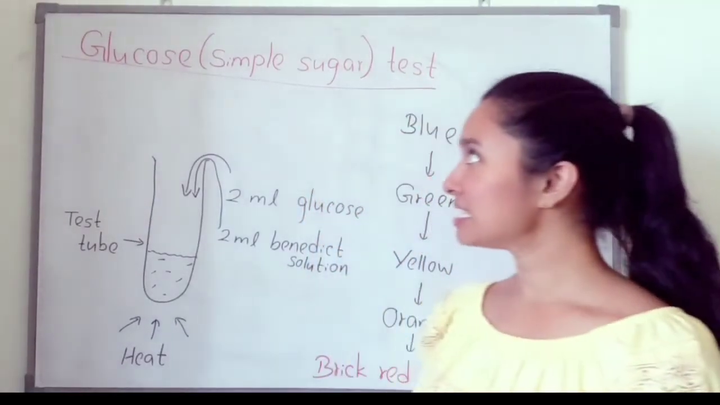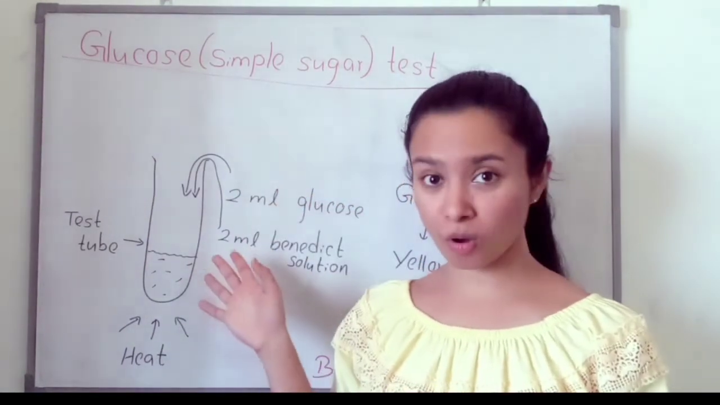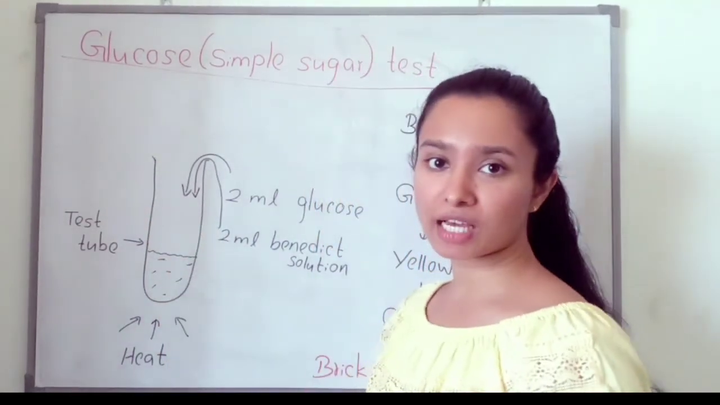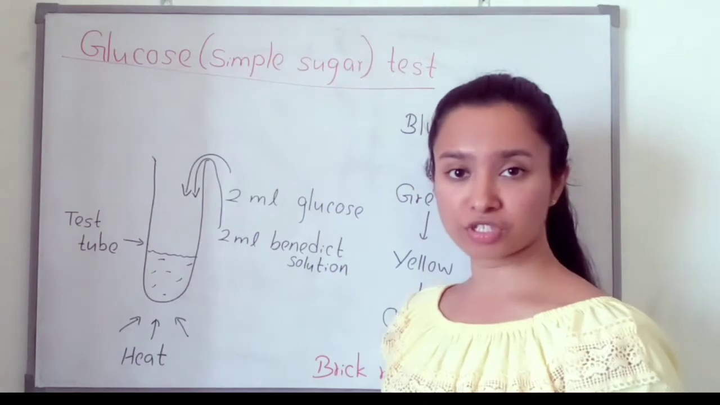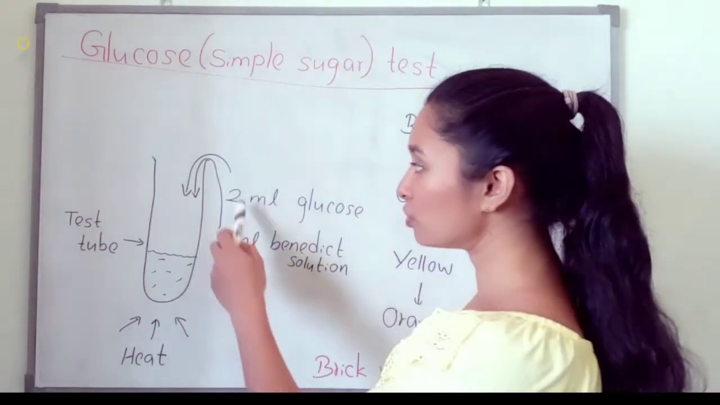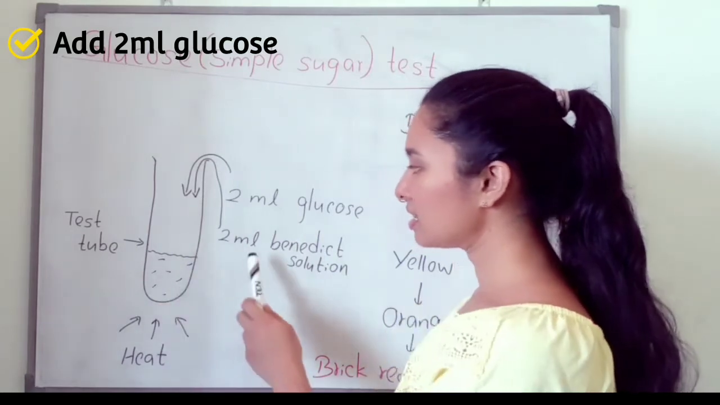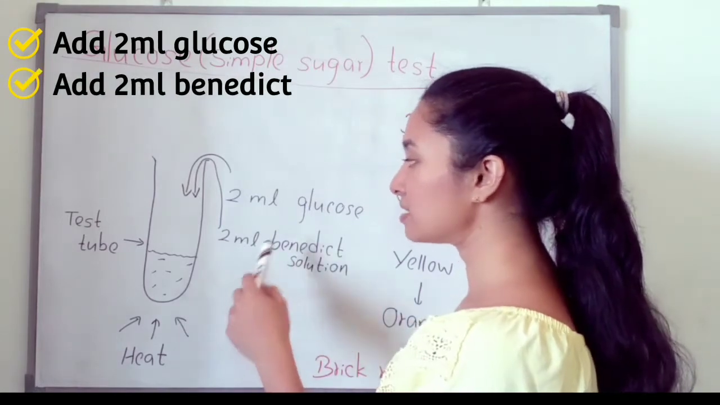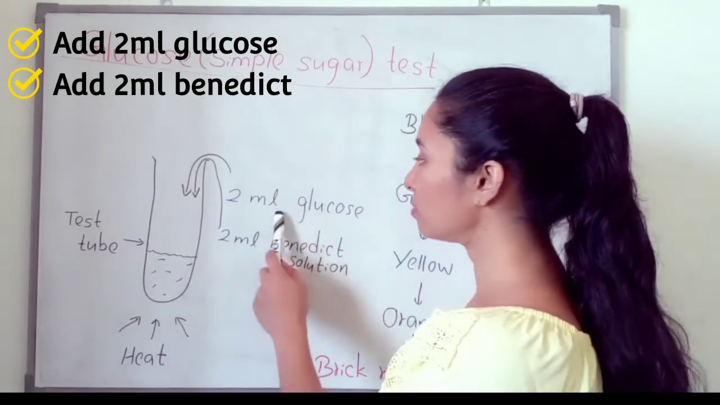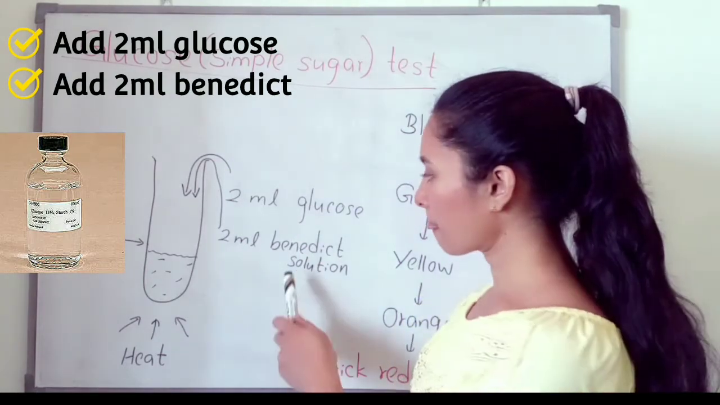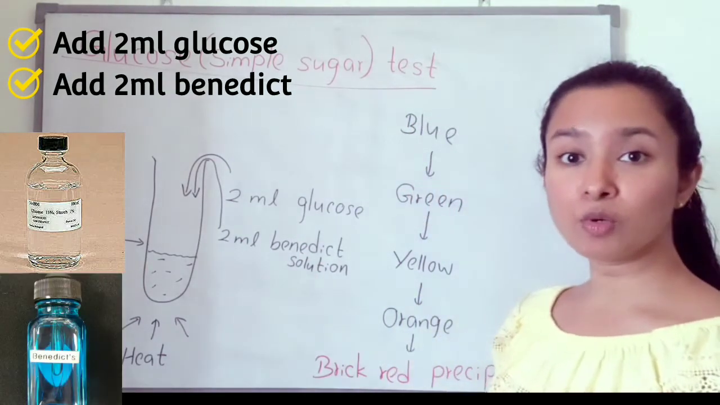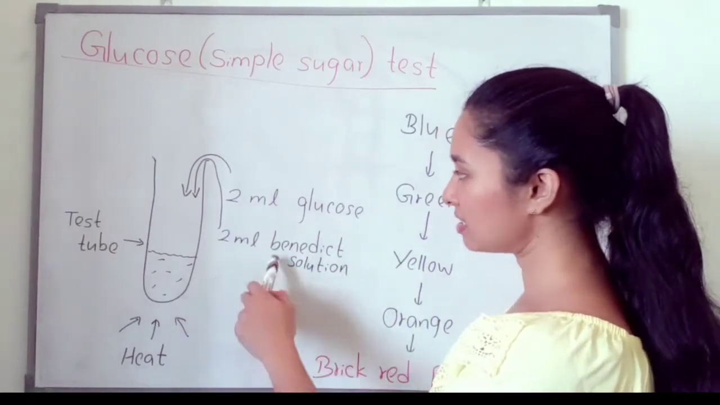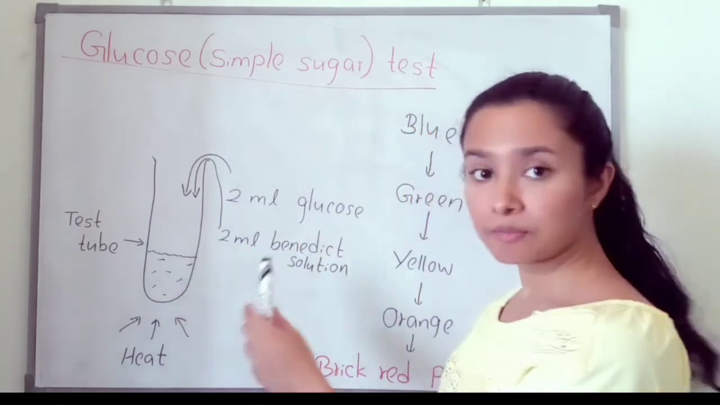First test, that is the simple sugar test, that means the glucose test. Here we need a test tube. We have to make a glucose solution and add 2 milliliters of it. Then we have to add 2 milliliters of Benedict solution. Normally glucose solution is colorless, and Benedict solution is blue in color. So when we add these two liquids, we can see blue color.